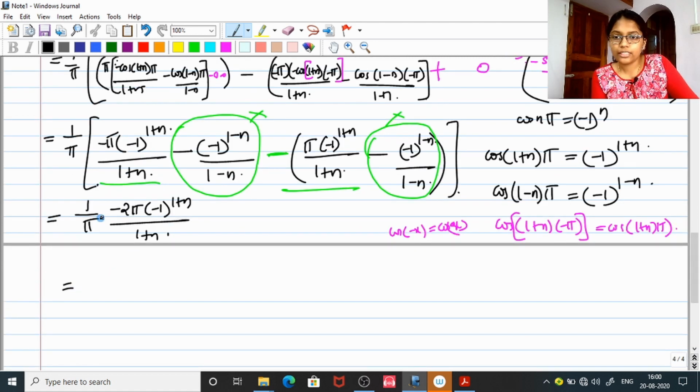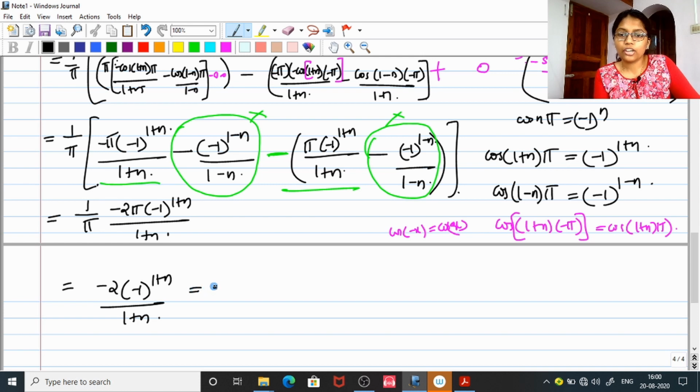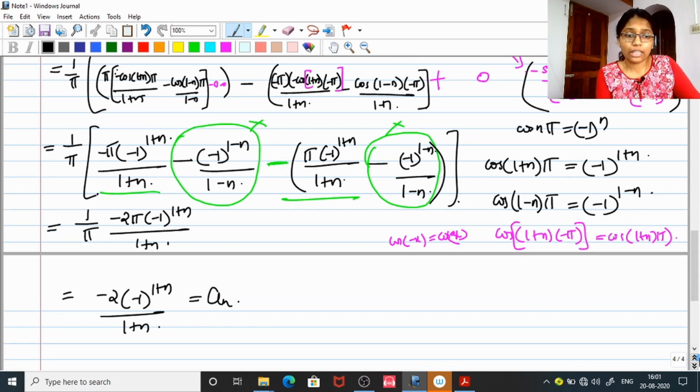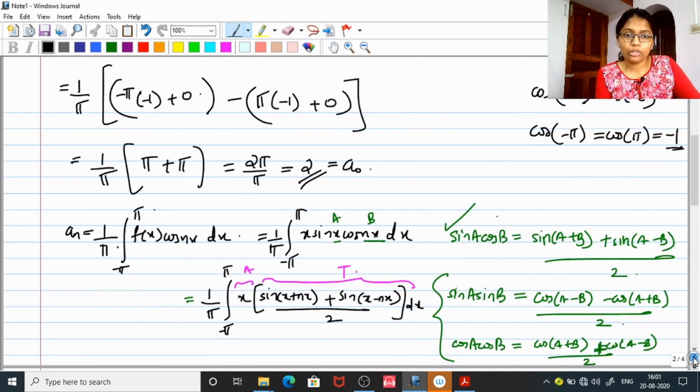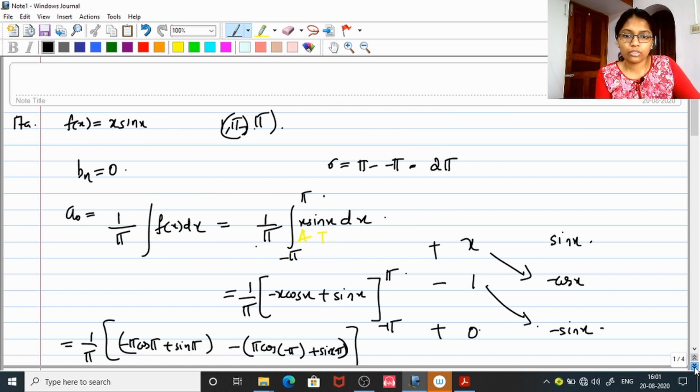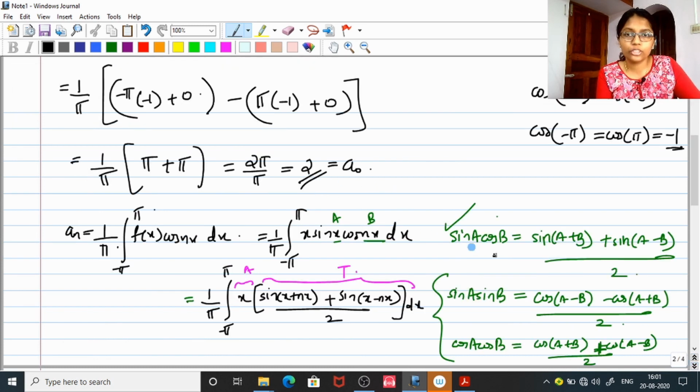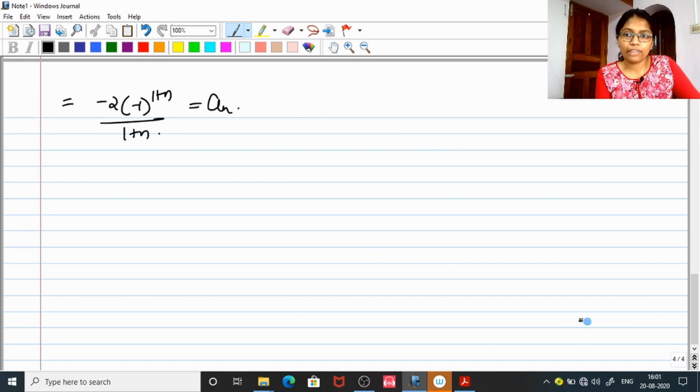So the answer is, when pi is cancelled, it becomes minus 2 into minus 1 raised to 1 plus n by 1 plus n. Okay, this is your an value. So you have a0 value and an value. A0 value was, what was an value? A0 value is 2 and an value is minus 2 into negative 1 raised to 1 plus n by 1 plus n.